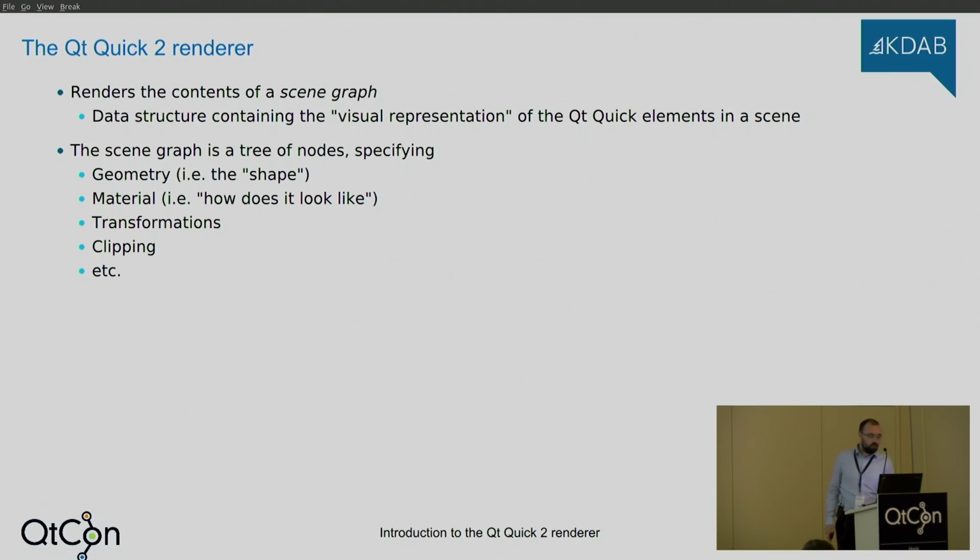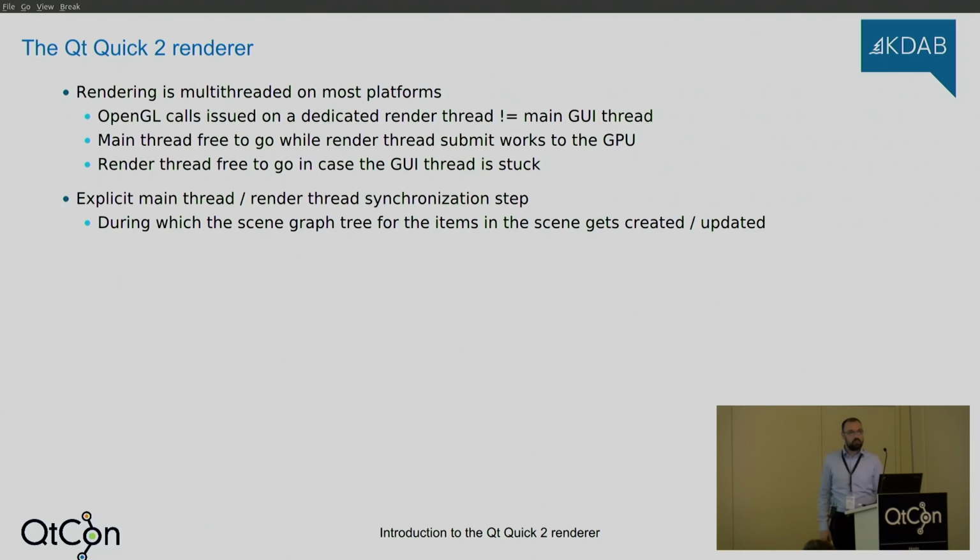Now, why is this important for us? It is important because a drastic change of Qt Quick 2 compared to Qt Quick 1 is that the rendering itself is multi-threaded on most platforms. I would say almost all platforms today. This in practice means that we got OpenGL calls which are issued from a dedicated render thread and not from the main thread.